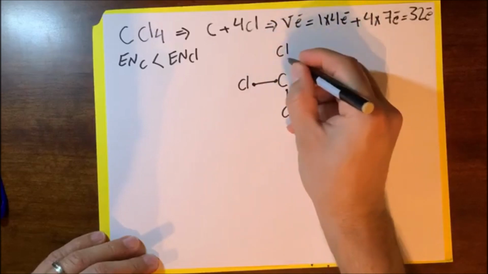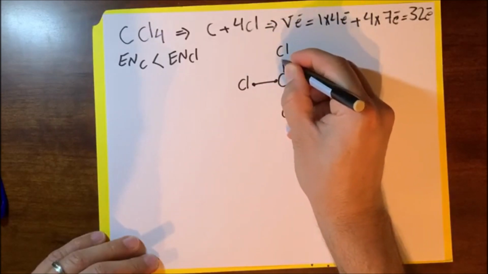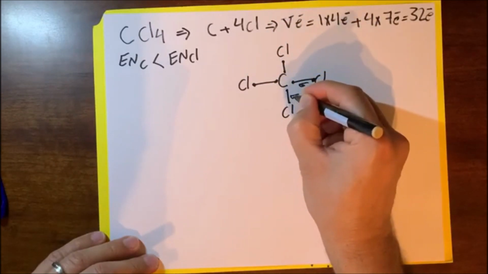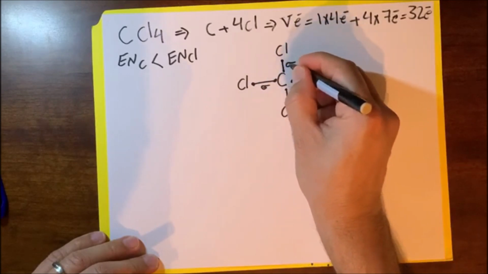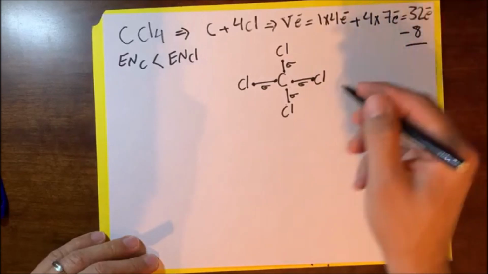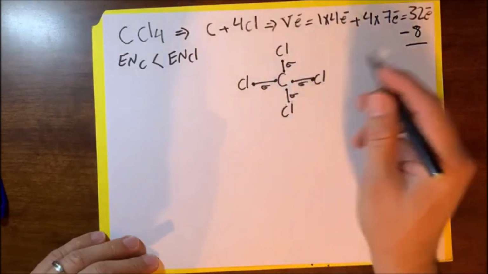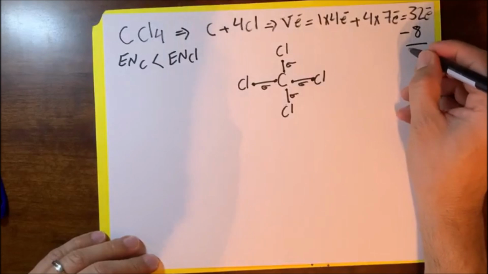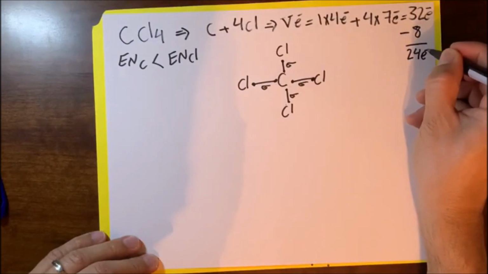So I'm using 8 electrons to make 4 sigma bonds. Okay, so I'm going to say minus 8, because I used 2 for each bond and I made 4 of them. So now we are left with 24 electrons.